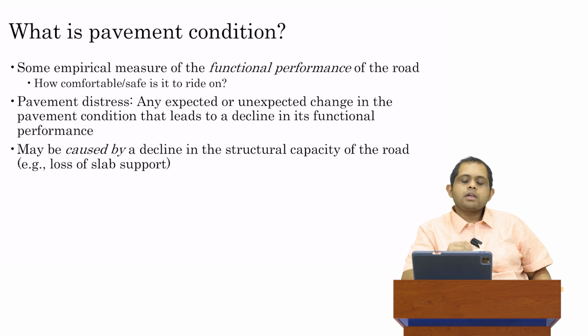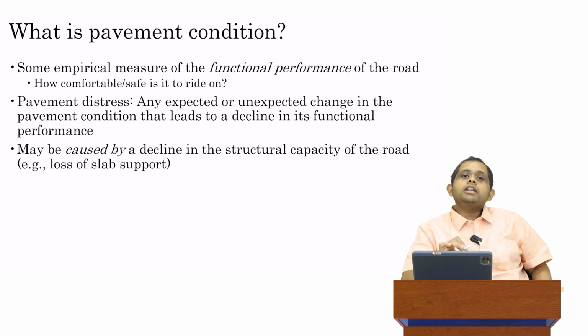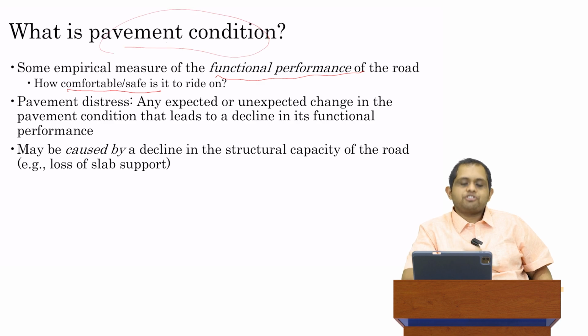So let's ask ourselves, what is this pavement condition that we've been talking about? There are ways to quantify it, but at the heart of it, it is an empirical measure of the functional performance of the road. How well is the road performing its function? To which, of course, we must ask the question, what is the function of the road? Which is to take us from one place to another comfortably and safely. So how comfortable or safe is it to ride on the road? That's our question, and an empirical measure of the answer to that question is this so-called pavement condition. Now, how do we quantify pavement condition?